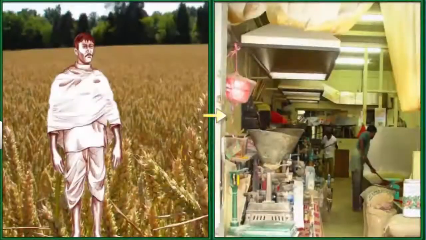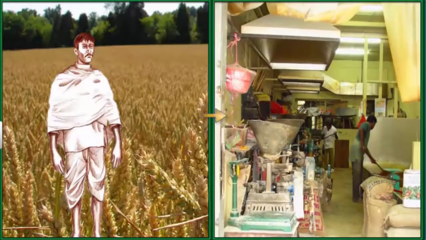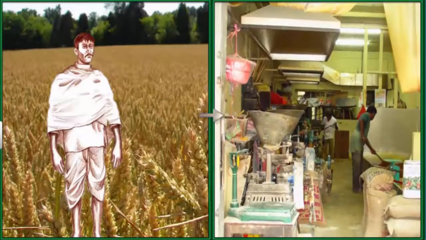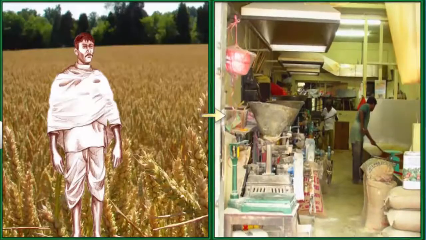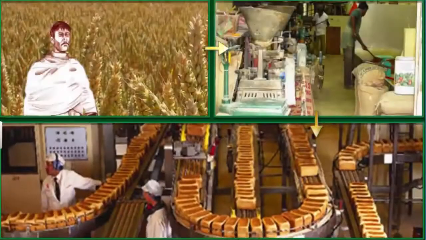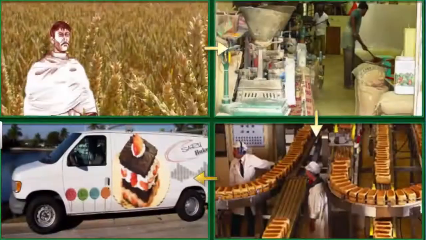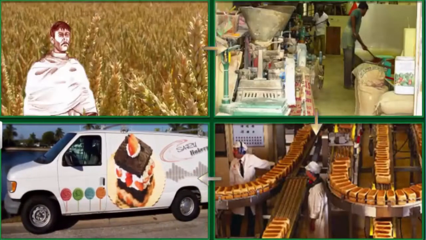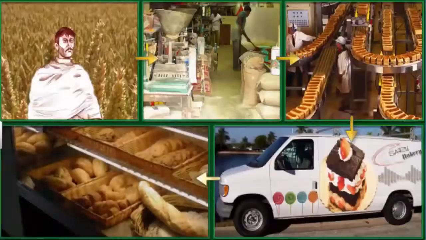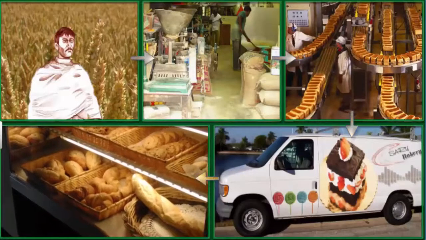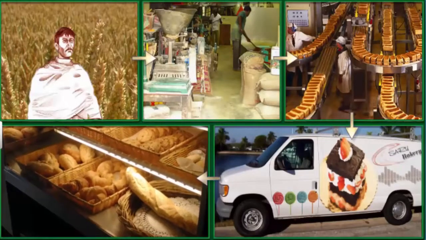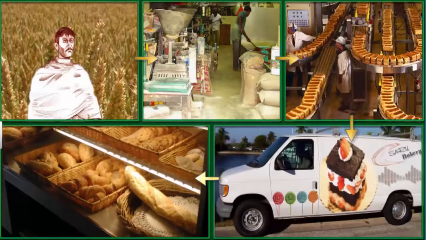The wheat produced by the farmer is ground and processed into flour at a flour mill. The flour is baked into bread in a bread factory. The bread is transported to shops in different parts of a city and reaches your neighborhood shop from where you can buy it. All these activities that involve the production and distribution of products and services are examples of economic activities.